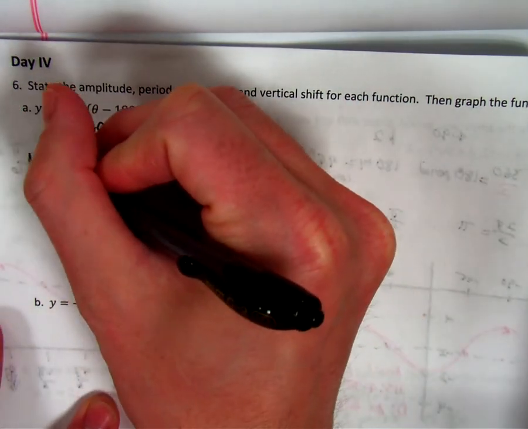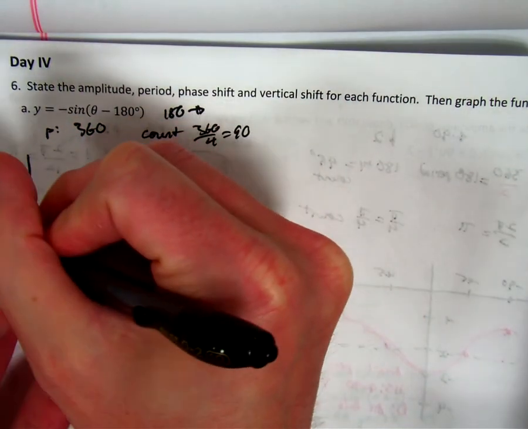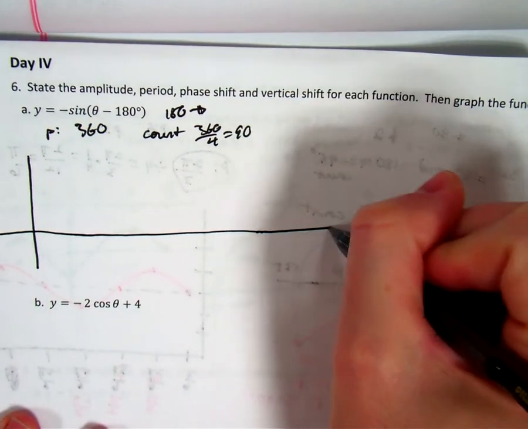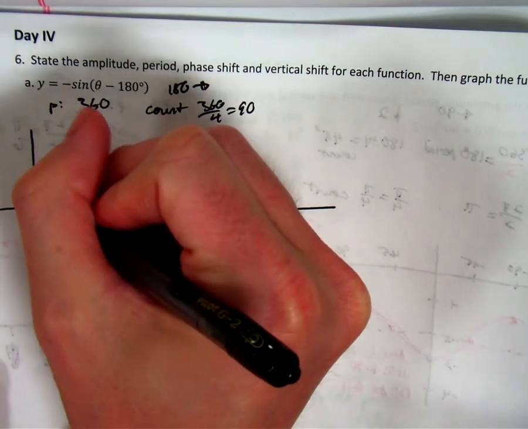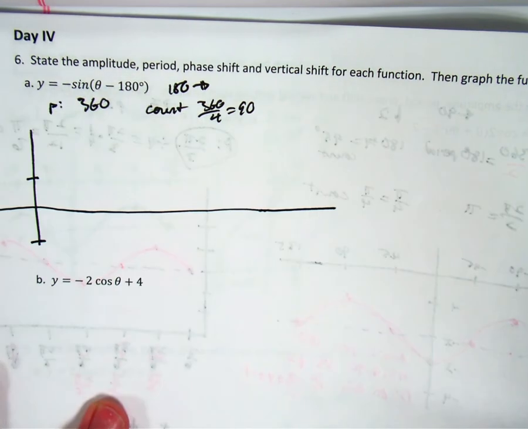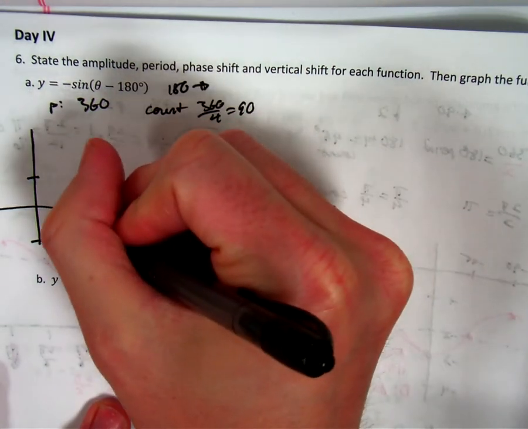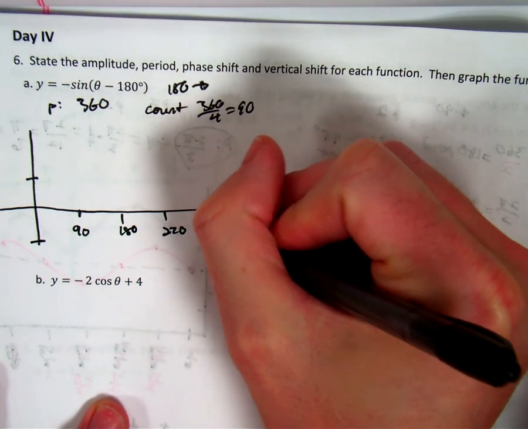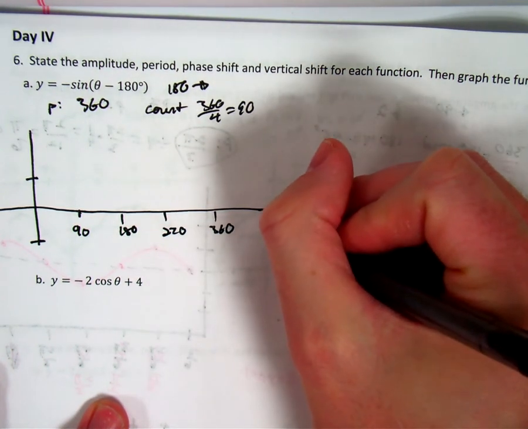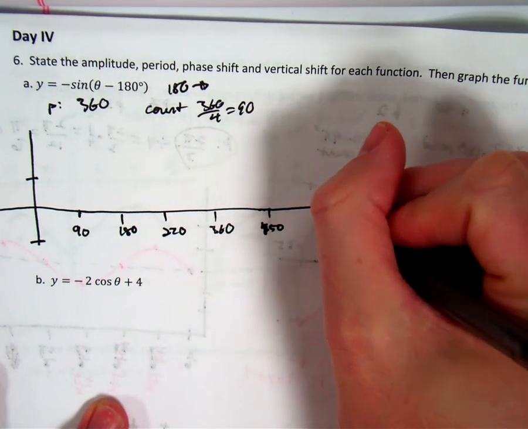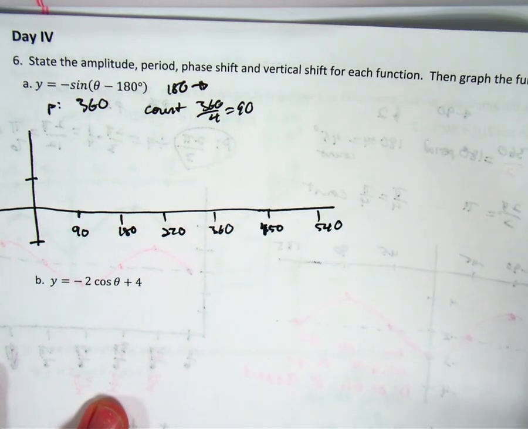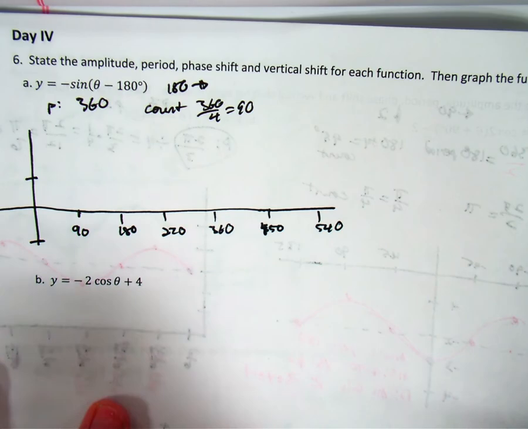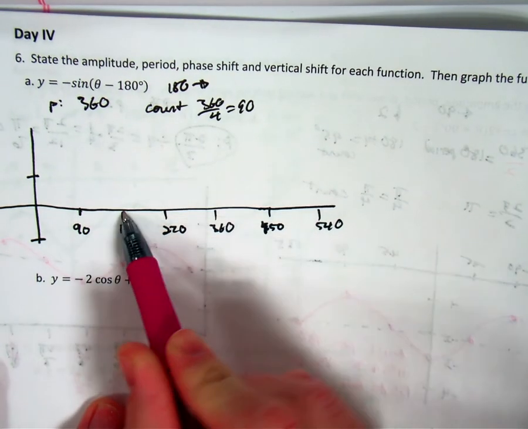So we really don't need much of the left side, so it's basically going to be like this. We'll have our 1 and our negative 1 down there, counting by 90s: 180, 270, 360, 450, 540. I think that's going to do it. So we are 180 to the right, so we're starting over here.